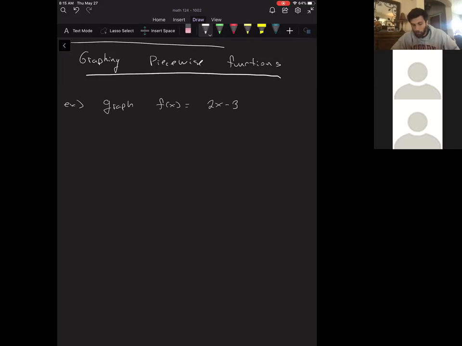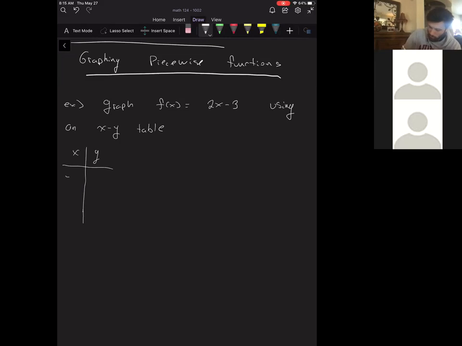The way we can come up with points is an XY table. So let's do that method, because that's how we're going to be graphing these piecewise functions. So we're going to graph this using an XY table. We can start with an XY table, and there's no particular x values we need to plug in. Any is okay.